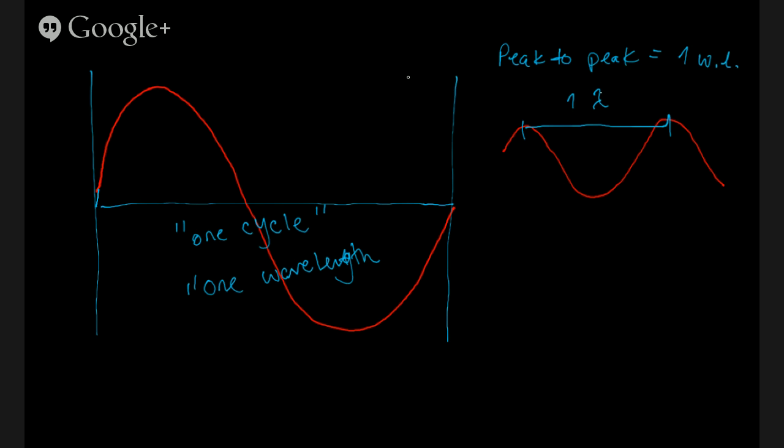And we abbreviate wavelength with a lowercase lambda. But one cycle or one wavelength works. And it is also a physical distance. Wavelength is a measure of distance, which is measured in meters.